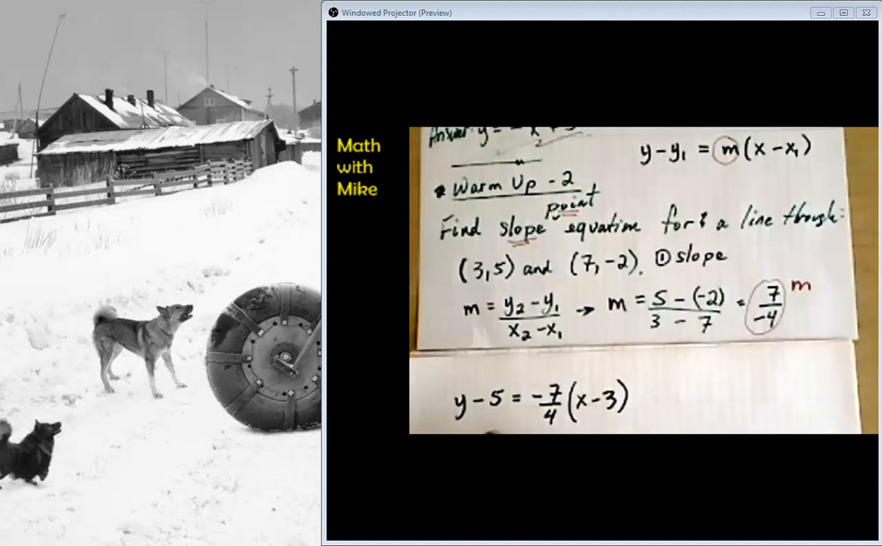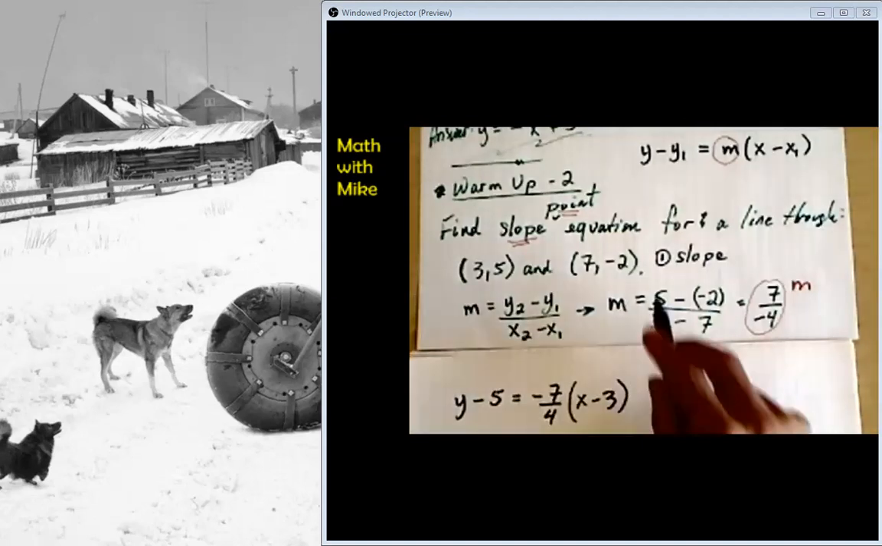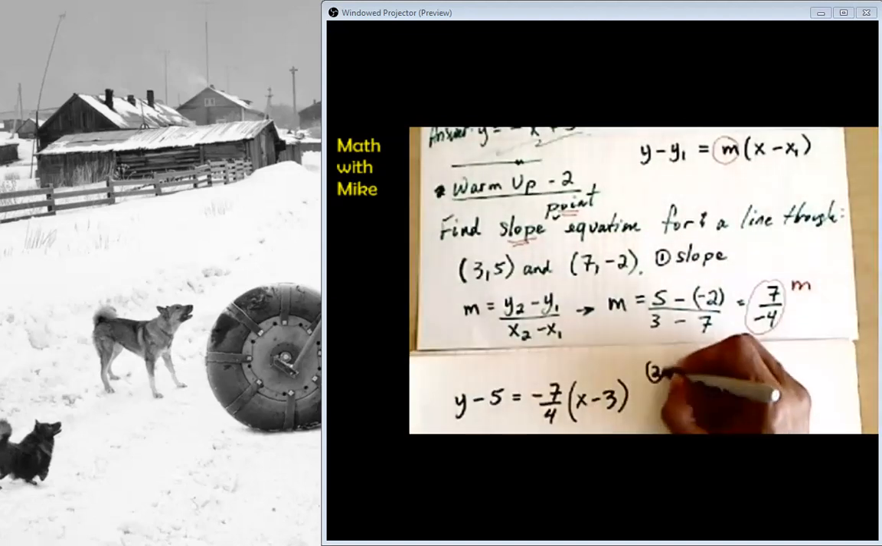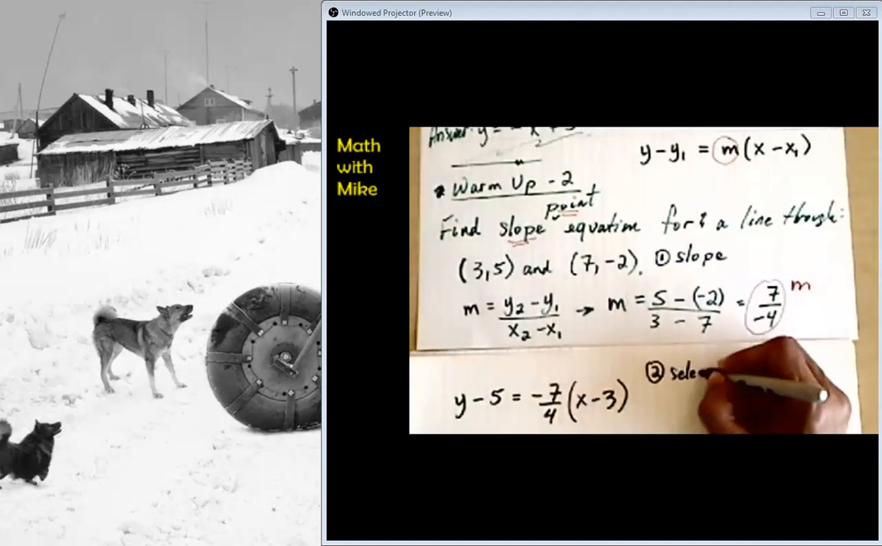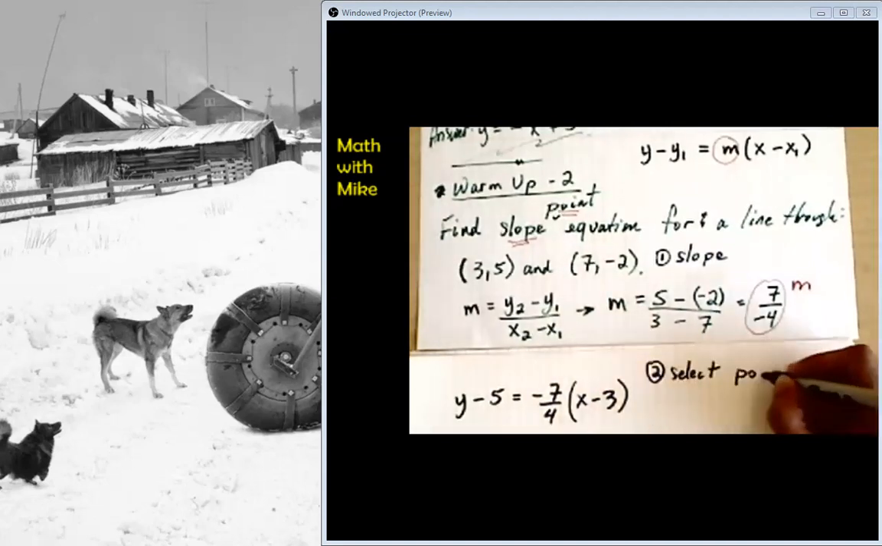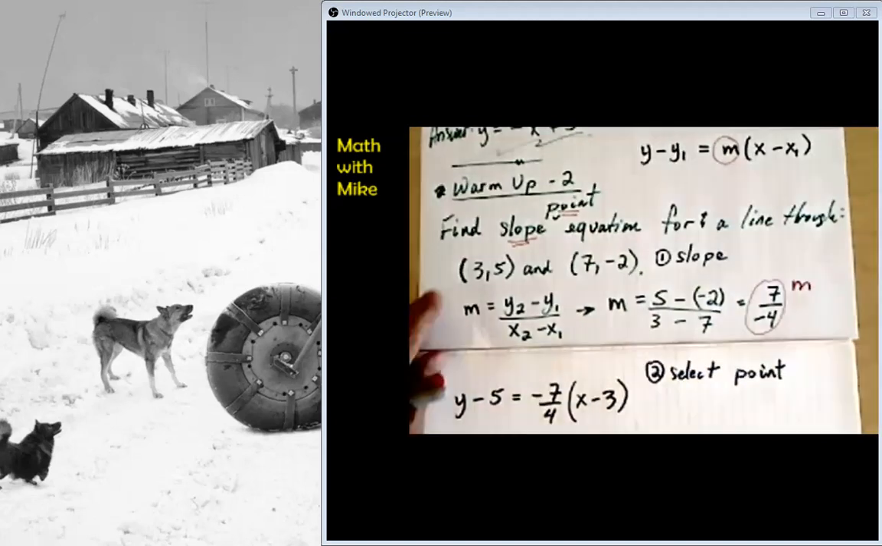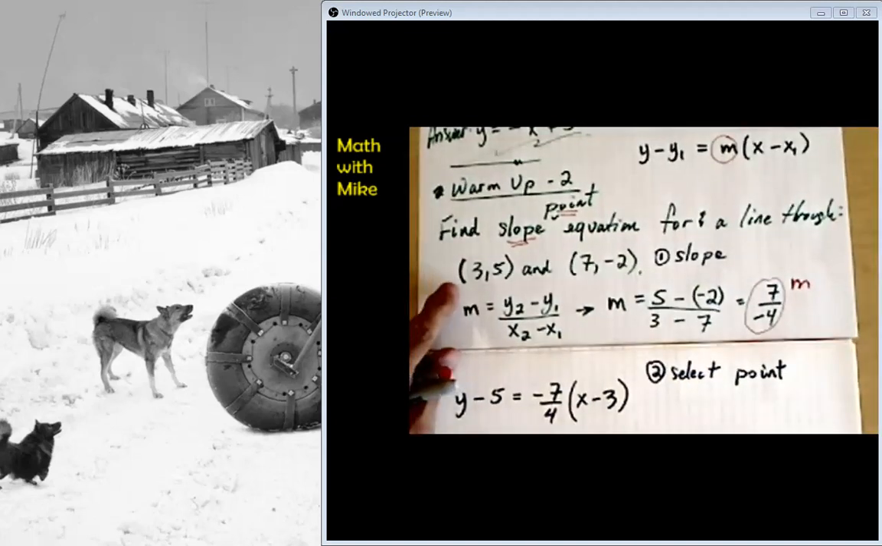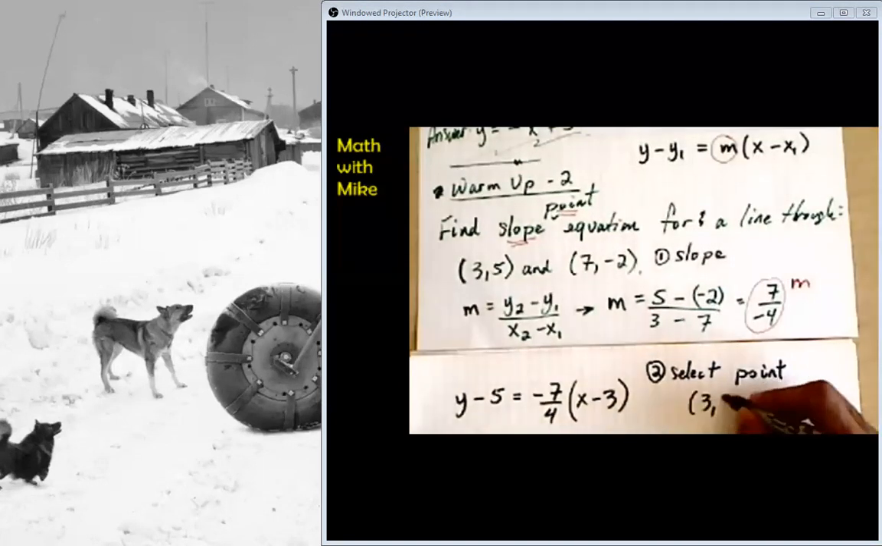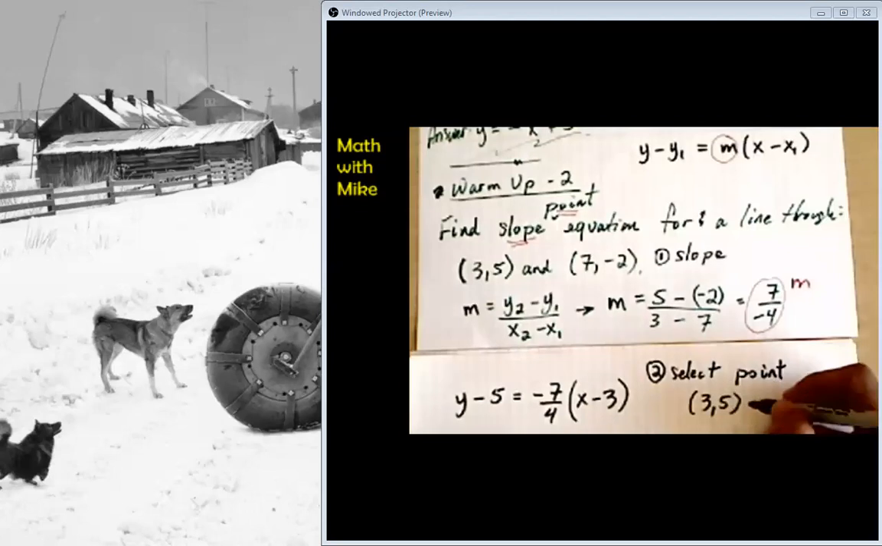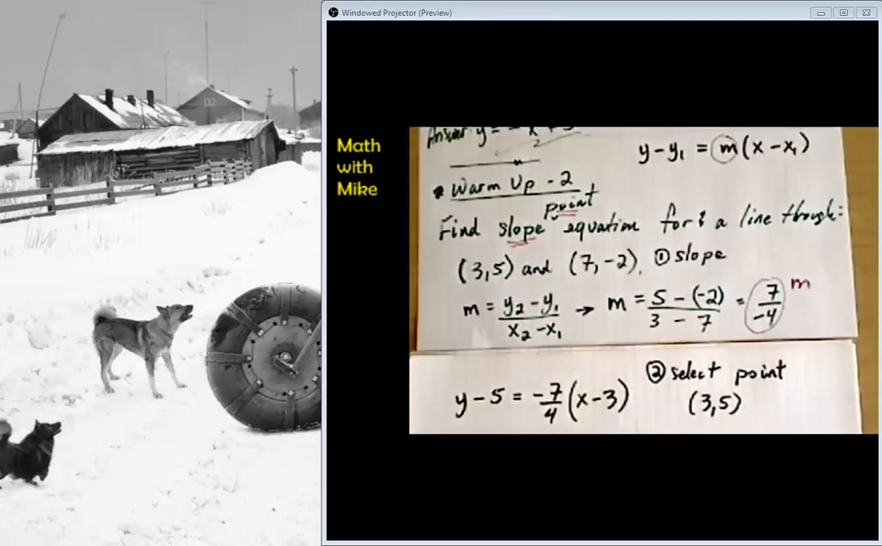I could note here for number, there's a number 1, but no number 2. You could put it like this. Select the point, right? And we did that from our original information. The 3 and the 5. We chose that one. No negatives. Easy to work with. Okay, and then that's the final answer that's there.